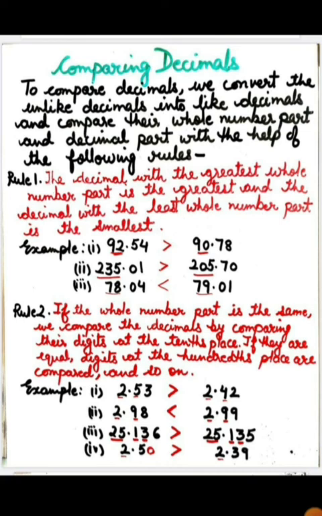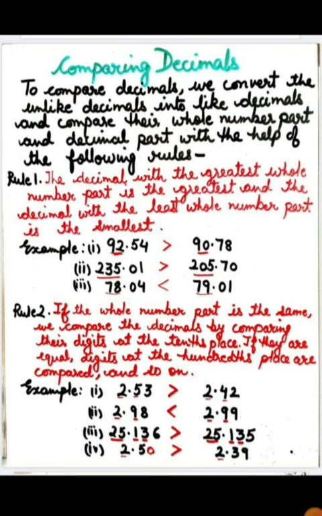In the third example, the given numbers are 78.04 and 79.01. 79 is greater than 78. So 79.01 is greater than 78.04. Now according to rule 2, if the whole number part is the same, we compare the decimals by comparing their digits at the tenths place first. Then if they are equal, then at the hundredths place. And if they are equal at the hundredths place also, then we compare them at the thousandths place and so on. Let us understand with the help of examples.